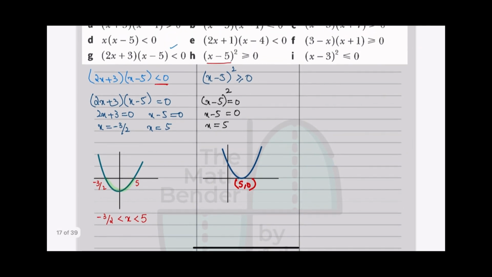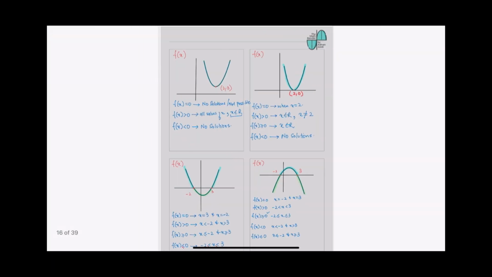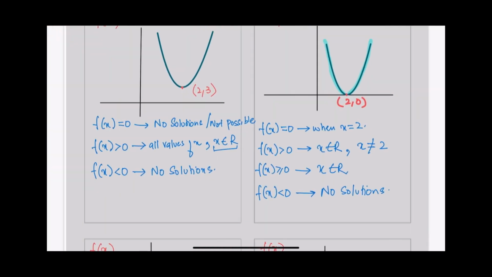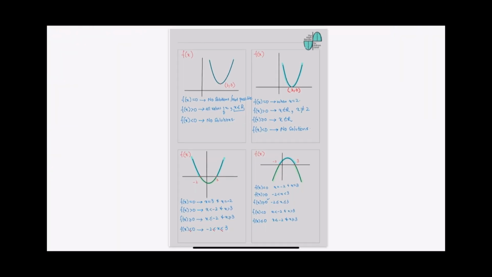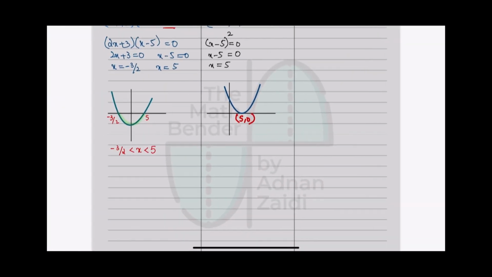Now it wants you to write down greater than or equal to 0. Can you see that it is exactly this situation? So they want you to find the values of x for which the curve is either 0 or greater than 0. So you write x belongs to the real numbers, all values of x, because the curve was 0 at x equals 5. For all other values of x, the curve was greater than 0.